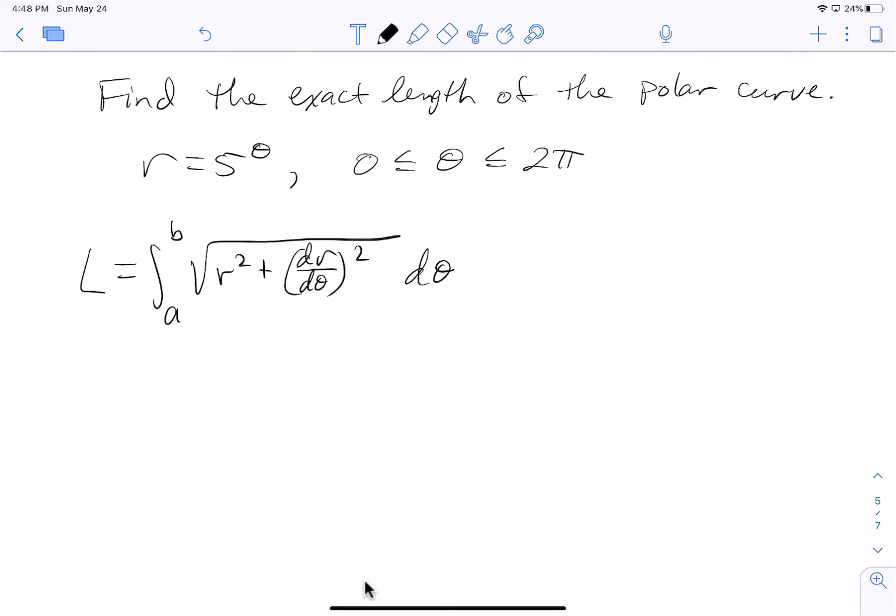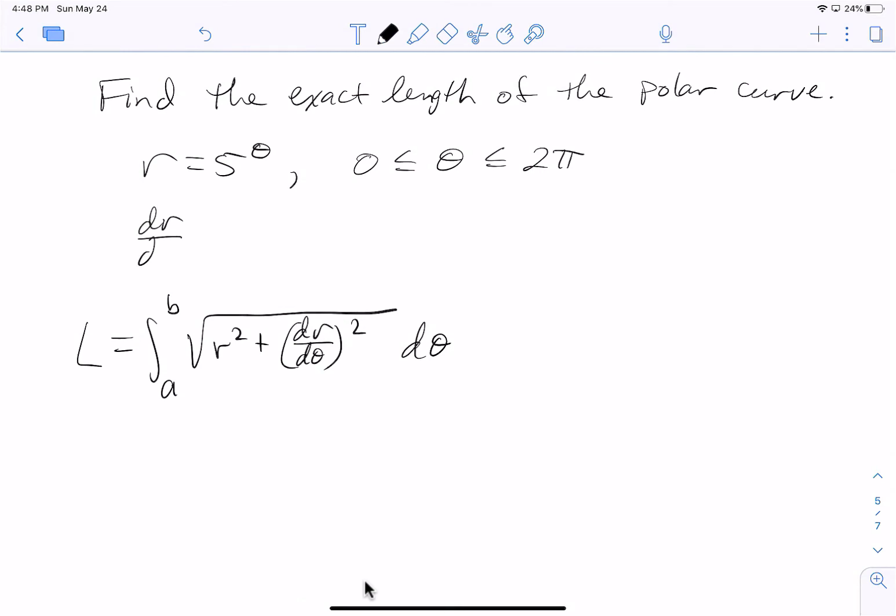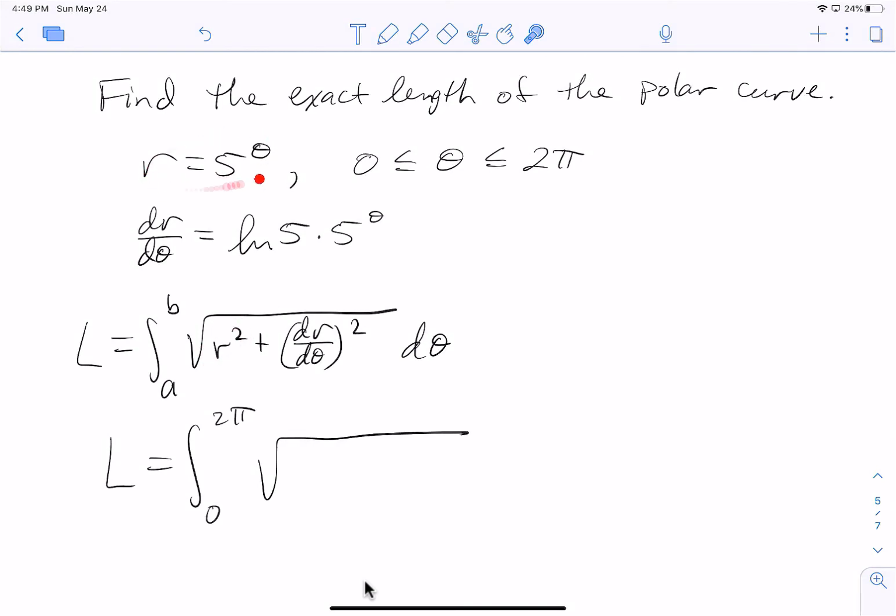In this case, since r is equal to 5 to the theta, dr d theta is going to use the formula for differentiating an exponential with a base other than e. So we have the natural log of 5 times 5 to the theta. This goes into our formula directly, so we have the integral from 0 to 2 pi of the square root of r squared. Well, that's going to double the exponent, so 5 to the 2 theta plus dr d theta squared, so we end up with the natural log of 5 squared times 5 to the 2 theta d theta.